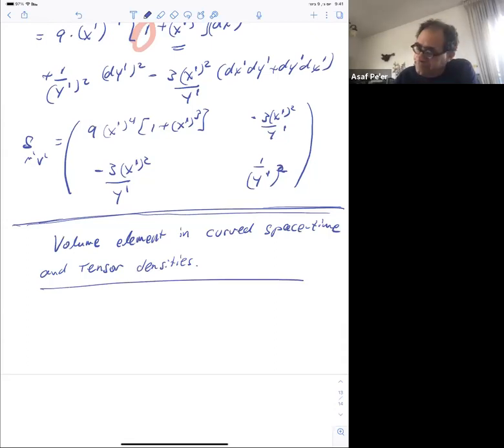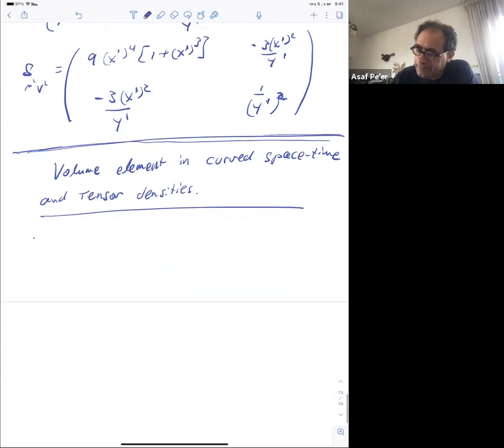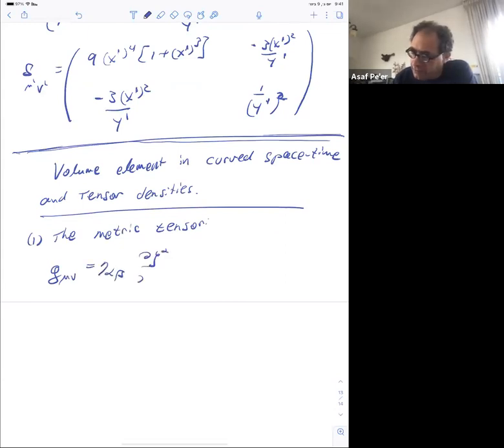Okay, the metric tensor g_μν, right? It's η_αβ times ∂ψ^α/∂x^μ times ∂ψ^β/∂x^ν. That's how we define it, right? So, the transformation law.